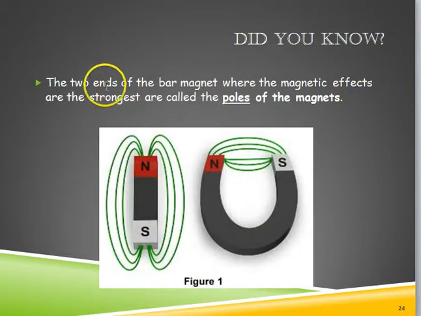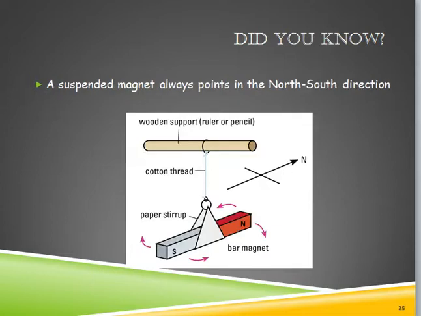Now, the two ends of the bar magnet is where the magnetic effects are the strongest. They are called the poles of the magnet. You would have learned this in primary school also. Okay, the North Pole and the South Pole are the two strongest ends. Okay, the poles of the magnet. Next thing here, take note, a suspended magnet always points in the north-south direction. Okay, the North Pole of the magnet will point towards the compass north. Okay, so this is what you need to take note. So the North Pole will point towards the north, the South Pole of the magnet will point towards the south.